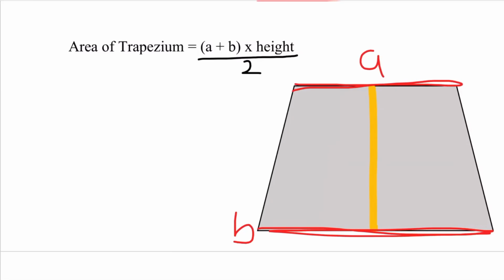Now in some questions they may also flip the image of the trapezium, but we must be smart and identify which are the parallel sides. Make sure you don't identify these two sides as parallel since they are not straight lines. So the parallel lines are a and b here, which I have highlighted.